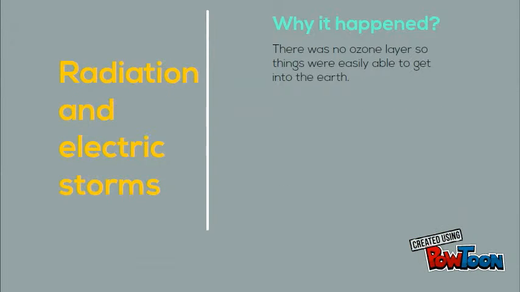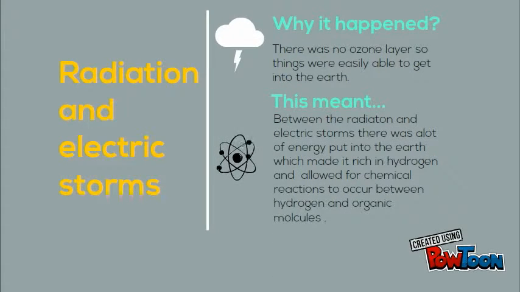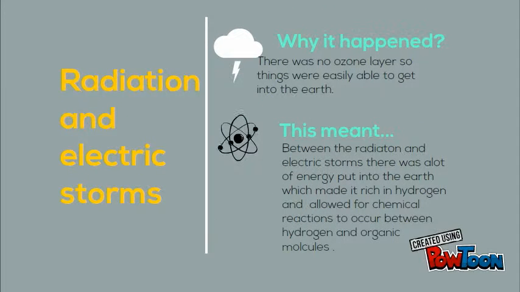Radiation and electric storms, resulting from no ozone layer and the easily penetrable atmosphere of the Earth, created large amounts of potential energy pouring into the Earth, making it rich in hydrogen, allowing chemical reactions between hydrogen and organic molecules to be easily done and readily available.